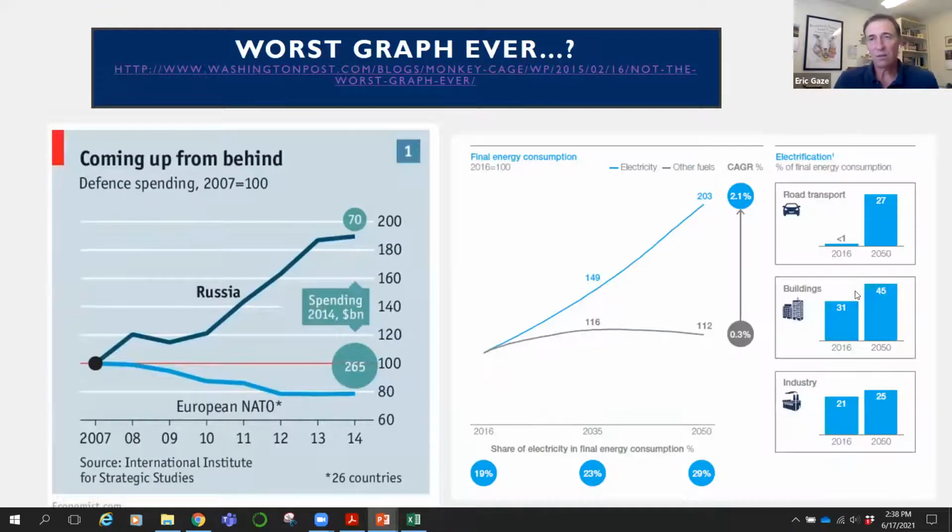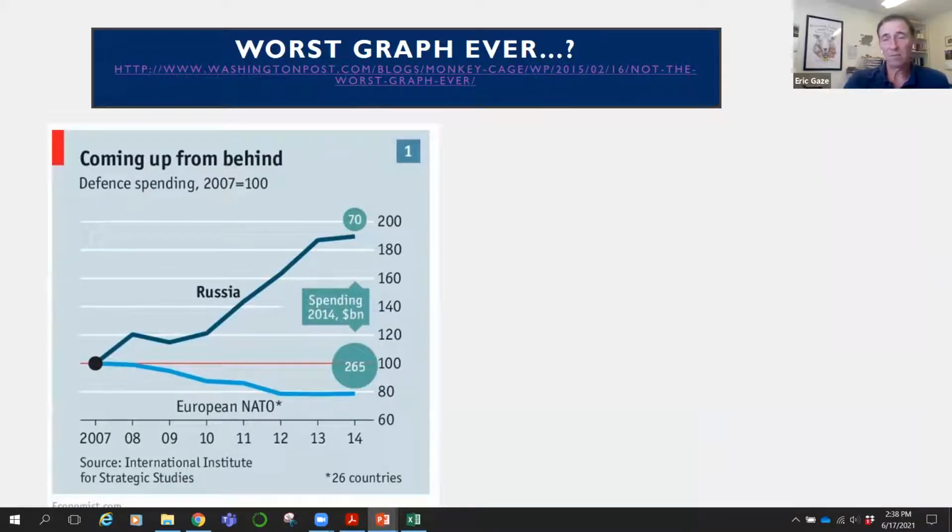Even the experts struggle a little bit with quantitative reasoning. These two graphs look very similar. The first one, this one on the left, is coming from The Economist, and it's ostensibly showing Russian defense spending climbing to $70 billion over this period, while European NATO defense spending has dropped to 265. Like, what in the world is going on here?